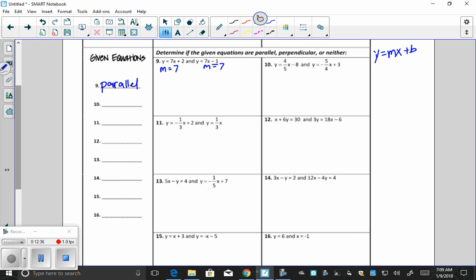Number 10 says y equals 4 over 5x minus 8, and y equals negative 5 over 4x plus 3. So my slope on this one is 4 over 5, and my slope here is negative 5 over 4. Okay, they're opposite signs, so they have the negative, and they're reciprocals of each other. So that means that they are perpendicular.